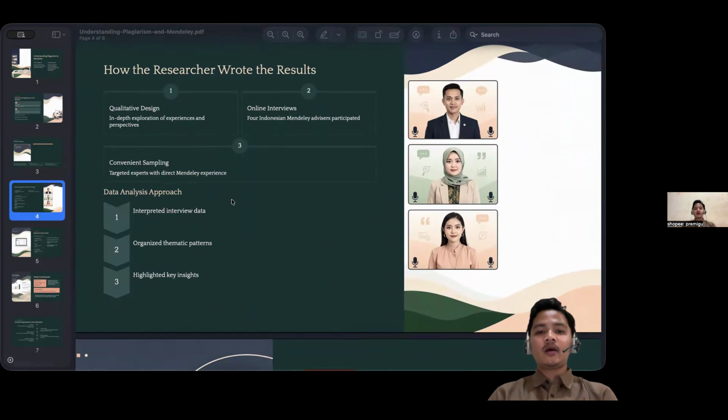Next, I will explain how the researcher conducted the study and presented the result. This study used a qualitative research design. The researchers interviewed four Indonesian Mendeley advisors through online interviews and applied the convenient sampling technique. In writing the result, the researcher interpreted the interview data, identified the main themes from the participants' responses, and highlighted the important issues such as the reasons for plagiarism and the role of Mendeley in academic writing.